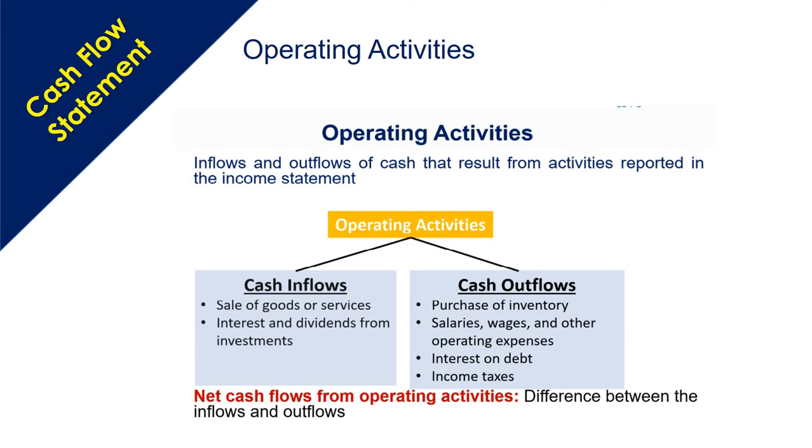So what are operating activities? These are the inflows and outflows of cash that result from activities reported in the income statement. The cash inflows from operating activities are the sale of goods or services and interest and dividends from investments. For cash outflows from operating activities, there is the purchase of inventory, payment of salaries, wages and other operating expenses, interest on debt, and income taxes. These are the operating activities.